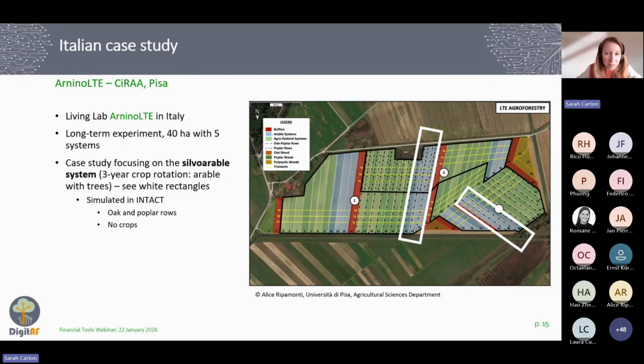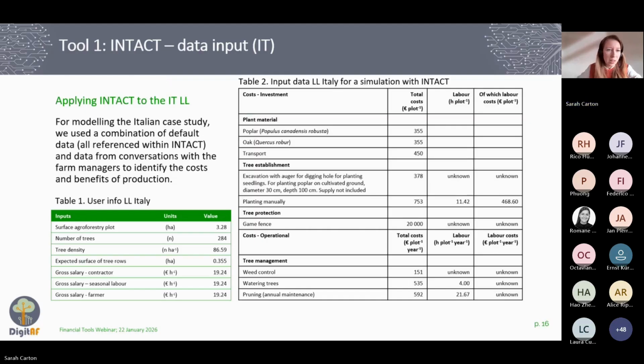There is the living lab, and we have two plots. The one with the white rectangles is a silvo-arable system with a 3-year crop rotation, so arable with trees. And I tried to simulate this in Intact. The trees are oak and poplar. And as I mentioned earlier, crop production cannot be simulated yet, so that's not included.